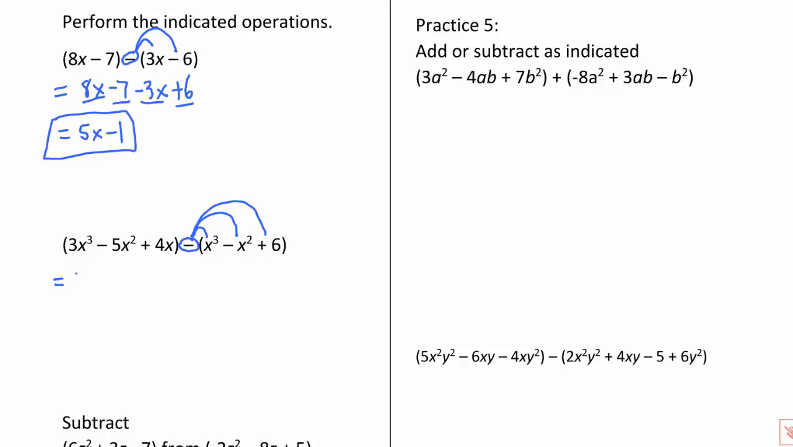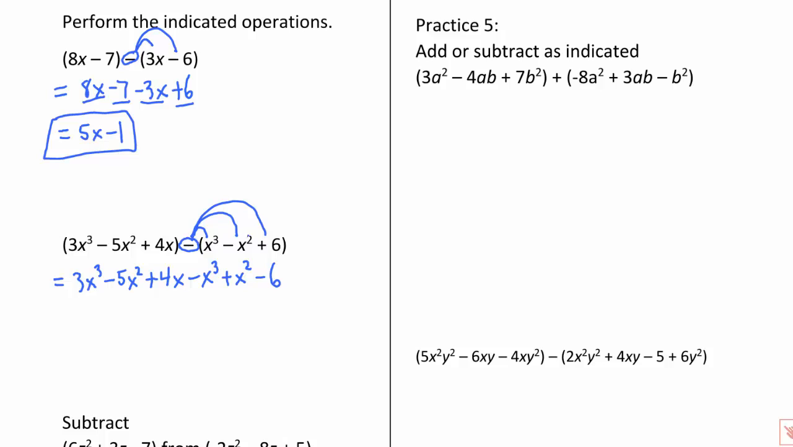That's going to give me 3x cubed minus 5x squared plus 4x, and then change each of these signs. X cubed becomes negative x cubed, negative x squared becomes plus x squared, and 6 becomes negative 6.